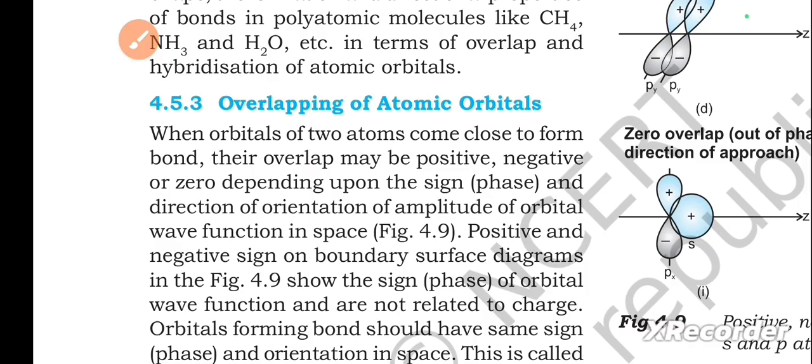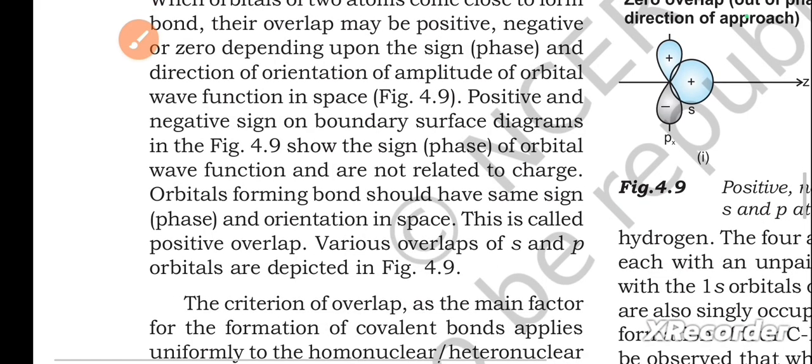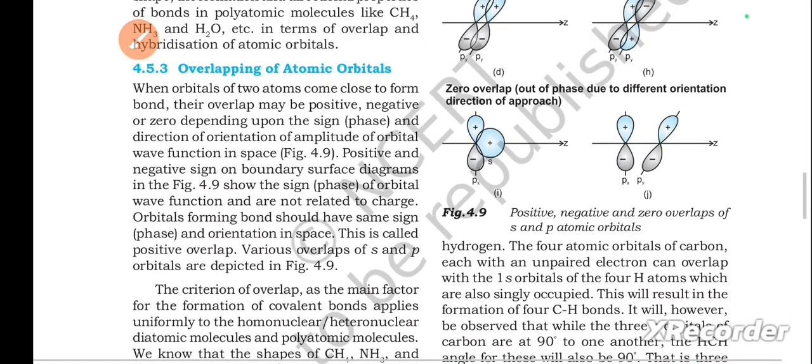When orbitals of two atoms come close to form bond, their overlap may be positive, negative, or zero depending upon the sign, phase, and direction of orientation of amplitude of orbital wave function in space, figure 4.9. Positive and negative sign on boundary surface diagrams in the figure 4.9 show the sign of orbital wave function and are not related to charge. Orbitals forming bond should have same sign and orientation in space. This is called positive overlap. Various overlaps of s and p orbitals are depicted in figure 4.9.